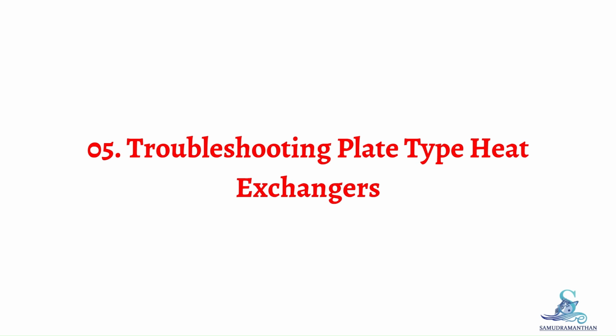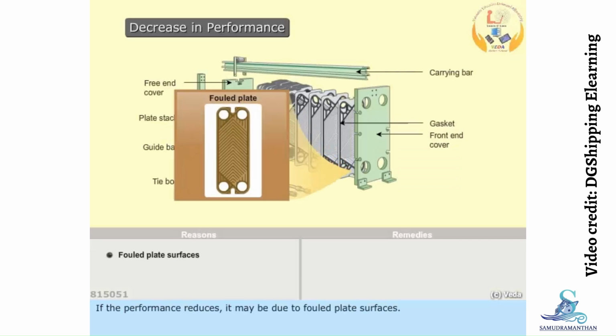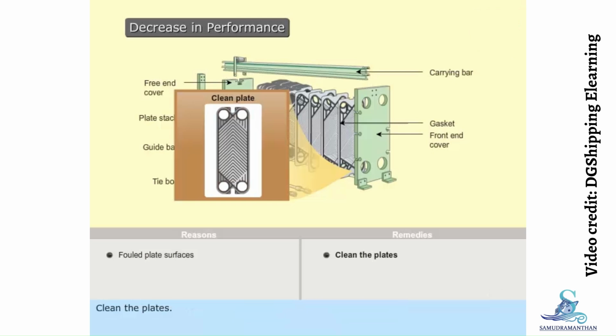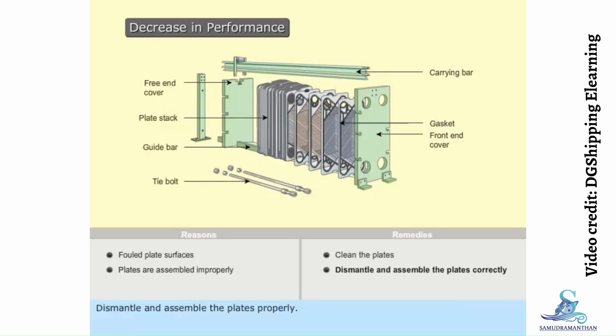Topic 5. Troubleshooting plate type heat exchangers. If the performance reduces, it may be due to fouled plate surfaces. Clean the plates. The decrease in the performance can be due to improper assembly of the plates. Dismantle and assemble the plates properly.